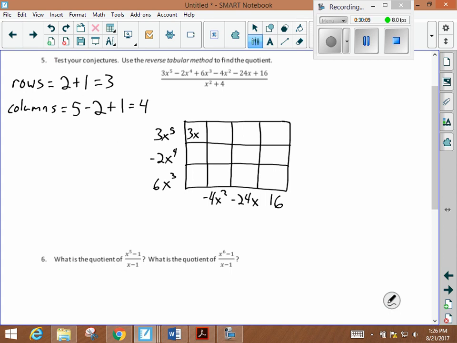Remember, the first thing I'm always going to do is fill that in. And also, I have forgotten to put my x squared. And remember, I got to put a placeholder for the x. And my 4 there.